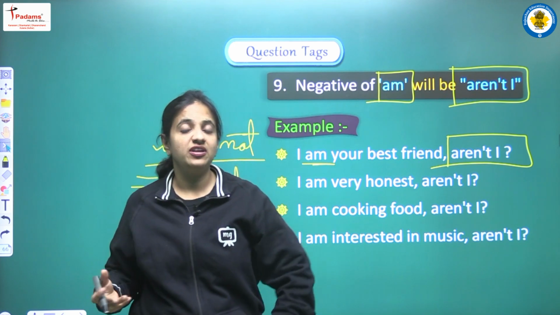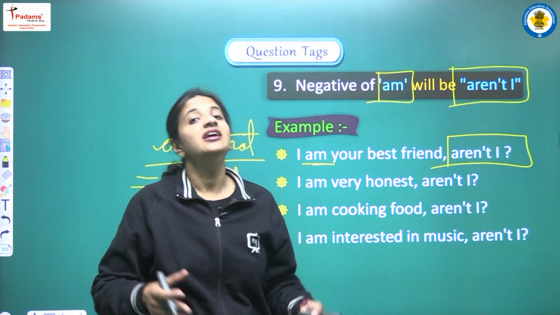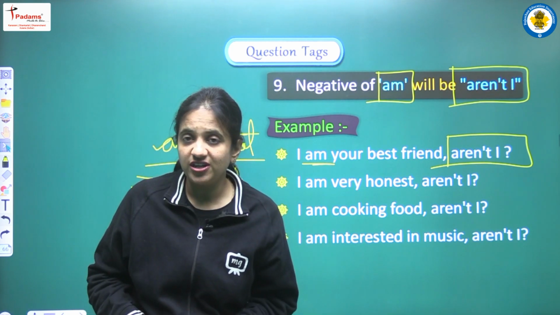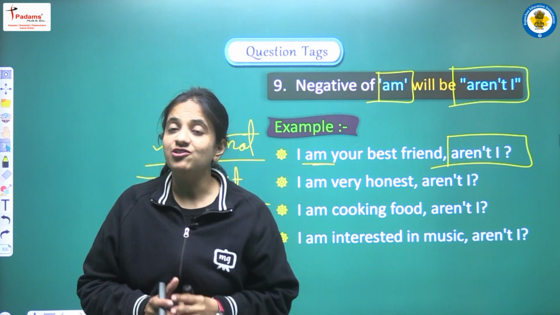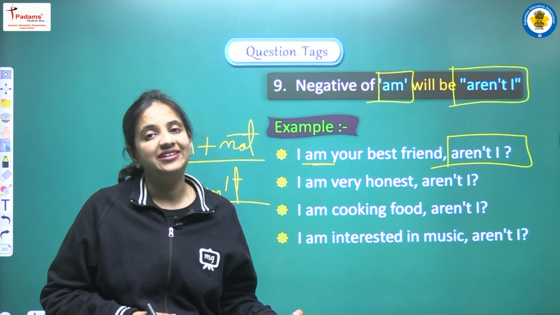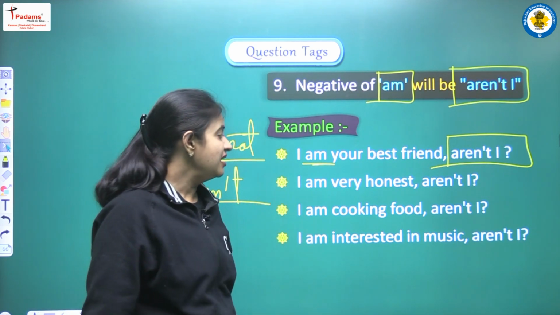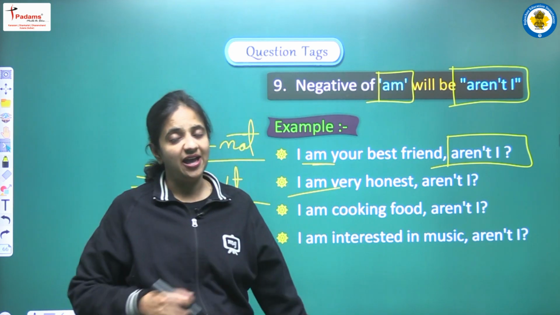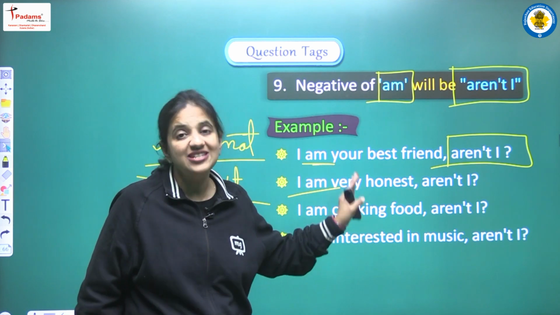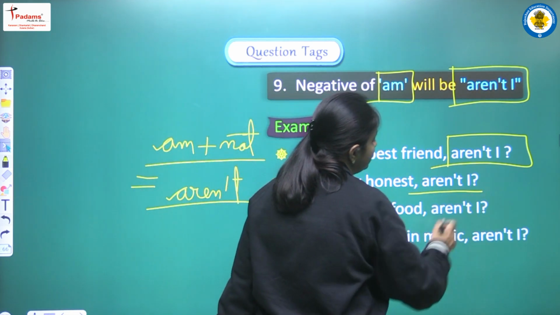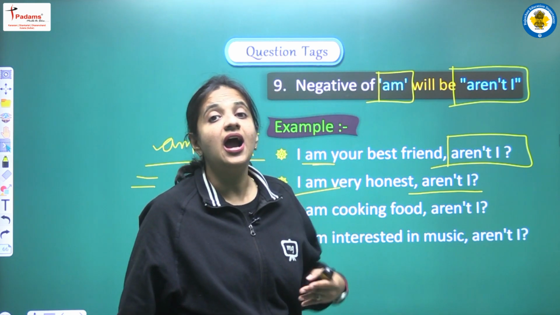This is one of the exceptions we have here: whenever we have am and we have to make a negative question tag using am, that question tag will be aren't. Am plus not will be aren't. Another example: I am very honest. In this example also we have am, and this is a positive sentence, so the question tag will be negative. So here we write aren't I.